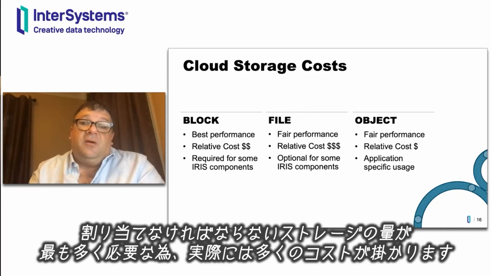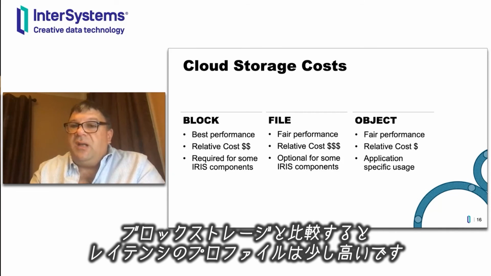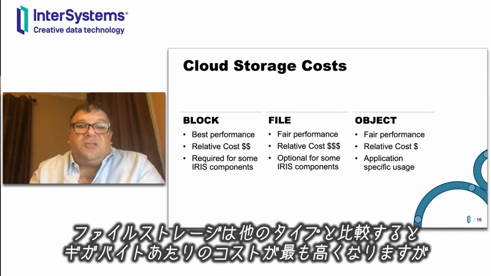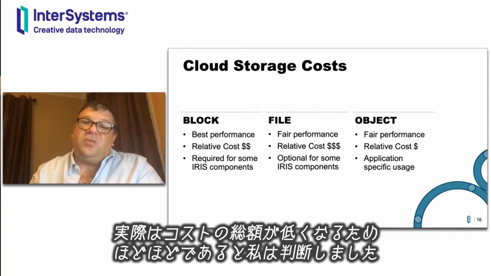allocated. File storage has fair performance, and it's a bit higher latency profile compared to block storage. File storage also has the highest cost per gigabyte compared to other storage types. However, there's usually less total gigabytes allocated, so the overall cost is actually lower, or consider it moderate.